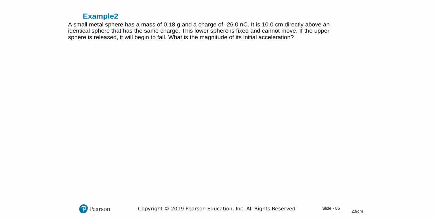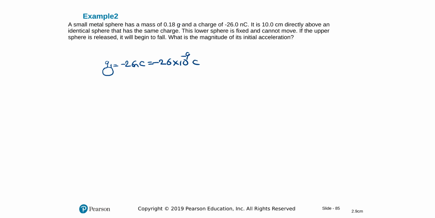Here's another slightly more complicated question about two spheres. Let's read this. A small metal sphere has a mass of 0.18 grams. So gravity might be involved here because we're given the mass. And a charge of minus 26 nanocoulomb. Well, let's draw that sphere. I'm going to call it sphere 1 again with the charge 1, minus 26 nanocoulomb, converted to coulomb again: 26 times 10 to the minus 9 coulomb.